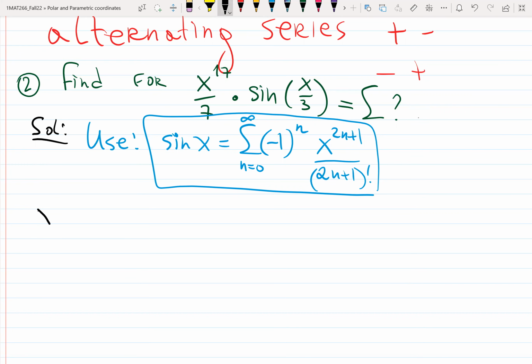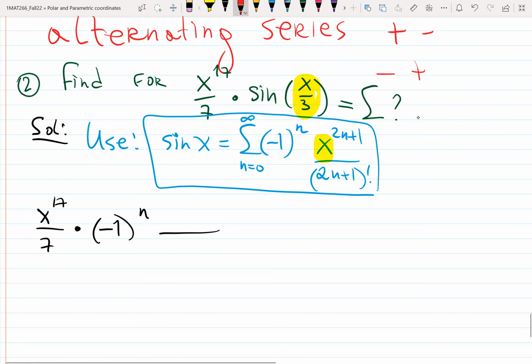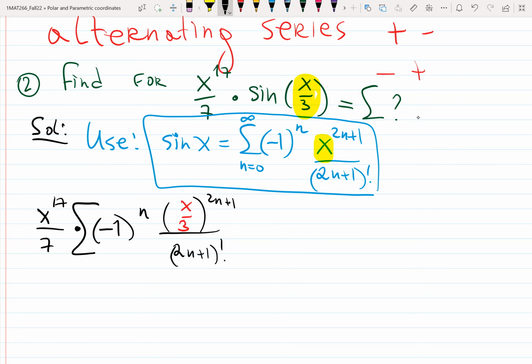Solution: we're going to have x^17 over 7 times sine, right away, no need to do anything. Use x over 3 as a new input. Plug it in everywhere, copy and paste, everywhere you see x. So it's going to be (-1)^n, and the new input is (x/3) raised to the 2n+1 over (2n+1) factorial. And I lost the sum from 0 to infinity.